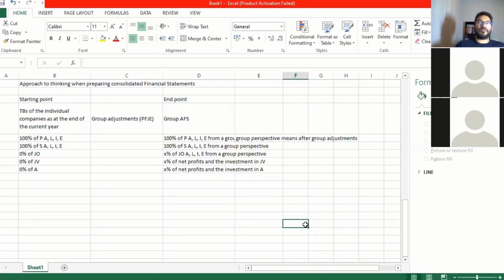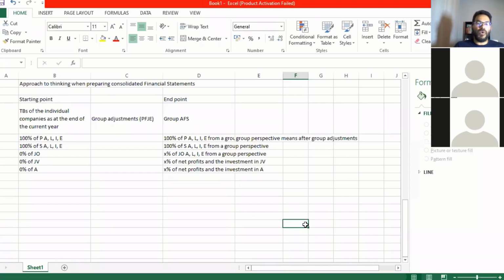Obviously, in the real world, if you think about Old Mutual, if you think about Sanlam, I think Sanlam has like 1,000 subsidiaries. 1,000, right? Just imagine this. I was in an interview and they told me they have 1,000. I was shocked. So if you think about that, having 1,000 pro forma journal entries in Excel is not going to work. So you use accounting software to deal with this.